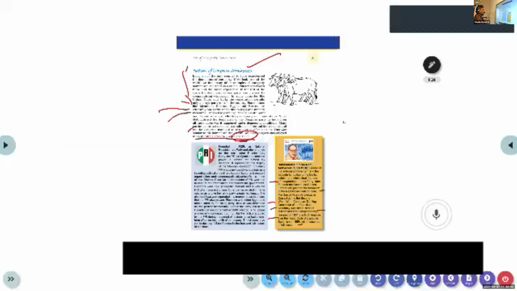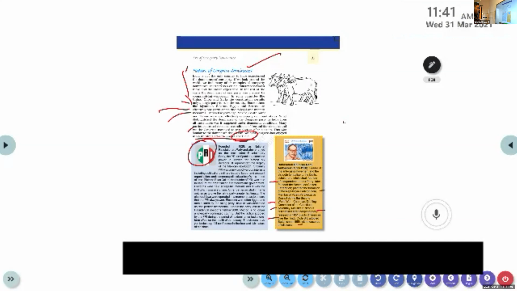Next one. Here we can see one other party, the Revolutionary Party. In 1929 it was founded as the National Revolutionary Party and later renamed the Institutional Revolutionary Party, PRI in Spanish. That is the emblem of that party. It exercised power in Mexico for almost six decades. It represented a legacy of the Mexican Revolution.